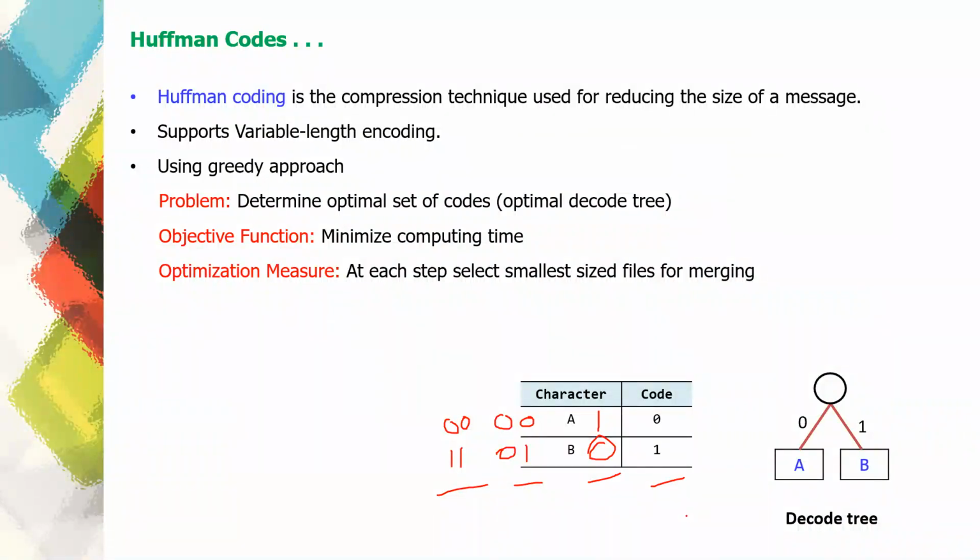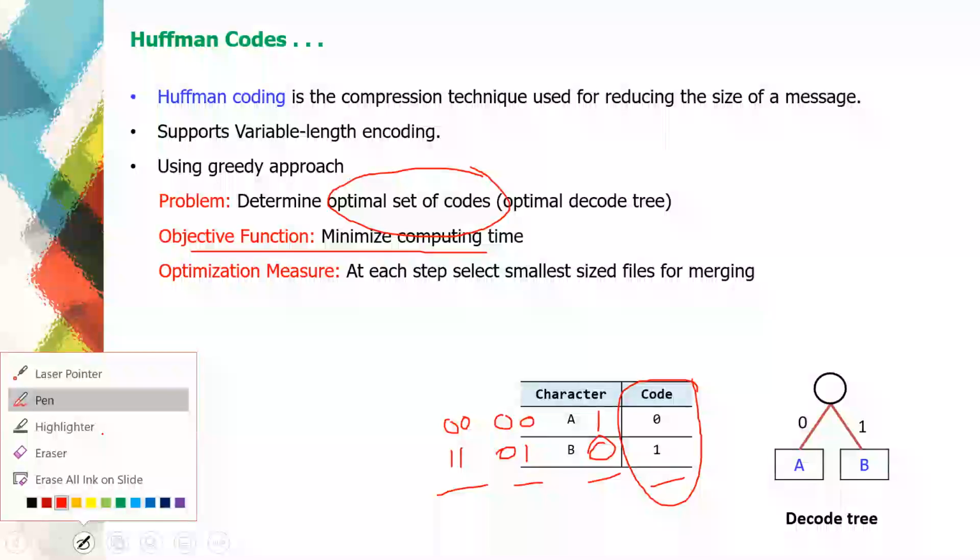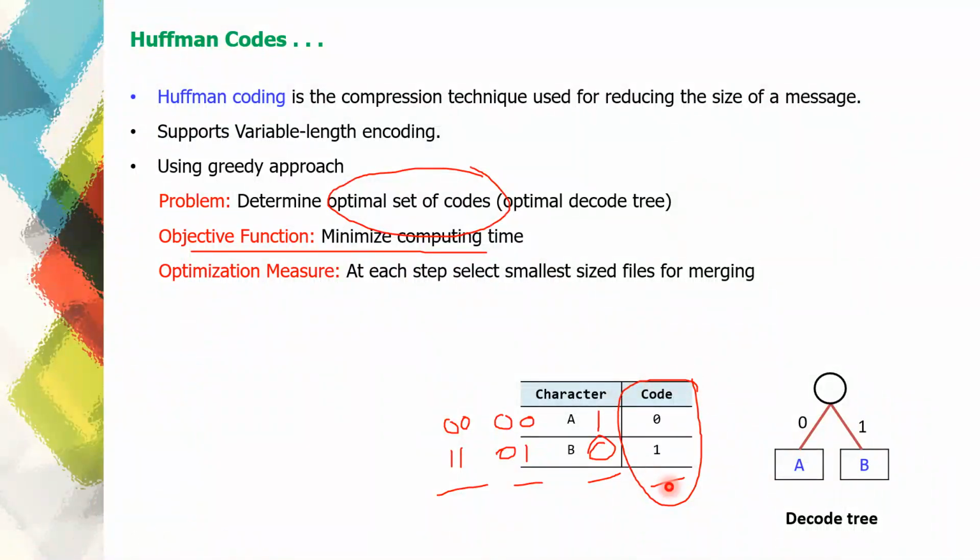Which is an optimal solution? Which set of codes are optimal set of codes? That you have to determine by using greedy approach. And the objective function here is you are going to minimize the computing time. So if you have optimal set of codes, naturally the computing time or the message transmission time will be reduced. You have to minimize the transmission time.